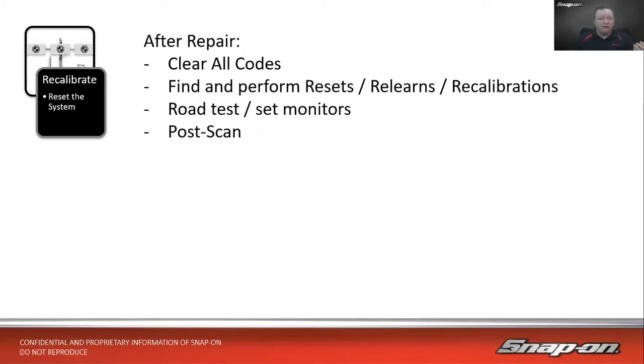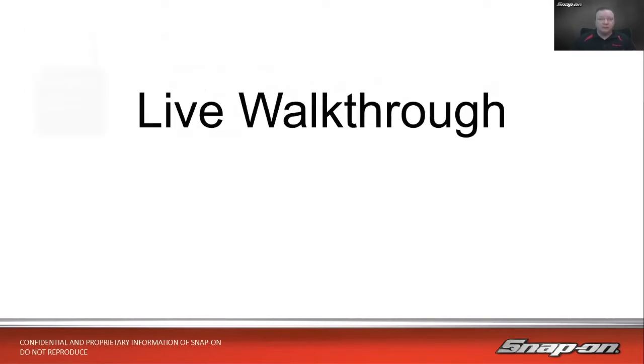So once we have verified that it is complete and the new part fixed the problem, then we'll clear all the codes. We need to find and perform any resets, relearns, or calibrations for the problem. Then we'll take a road test to set the monitors, and then we'll do a post scan, which we can also share with our customers. And we'll also attach that post scan link to our repair order before we finalize it. So with that, let's pick up where we left off.